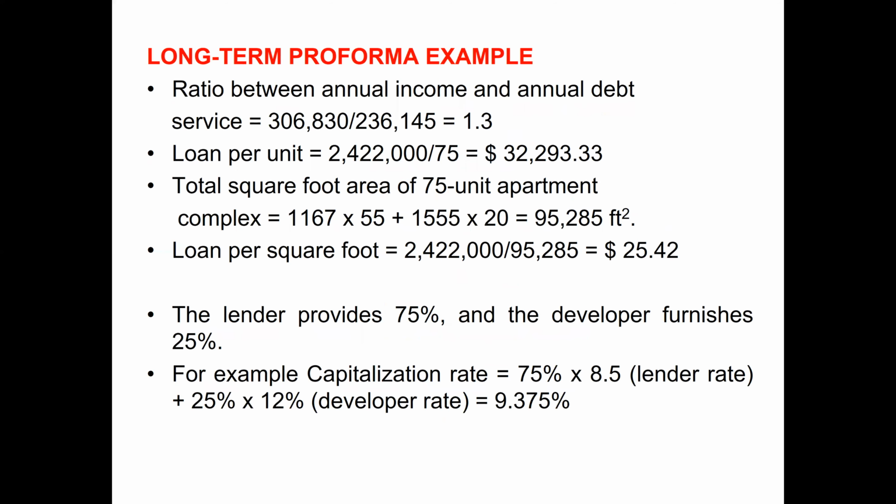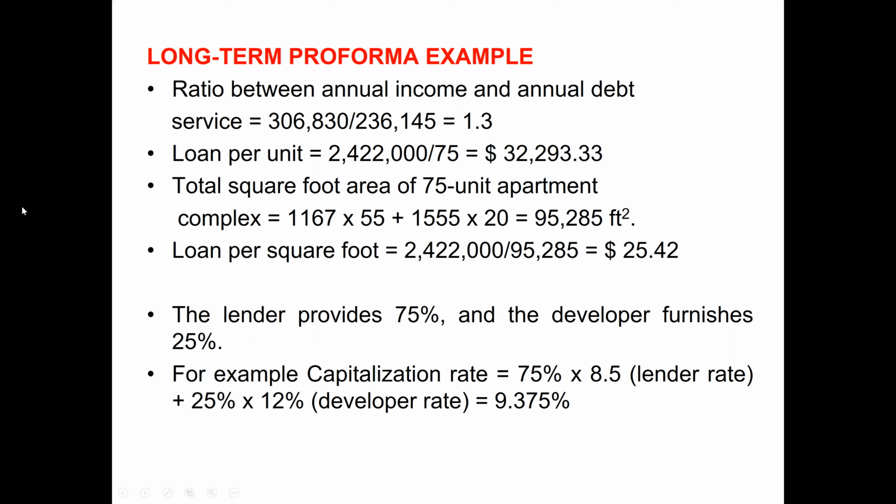This indicates that the project is viable and economically feasible, so we can go ahead with this project. Now we know the ratio between annual income and annual debt servicing. If we put 306,830 divided by 236,145, the ratio is 1.3. If the ratio is more than 1, it means the project is viable.